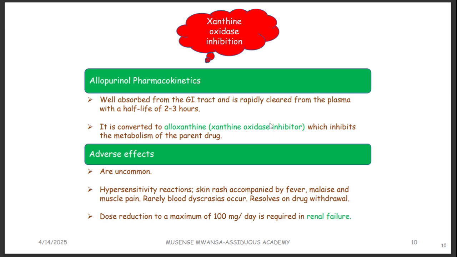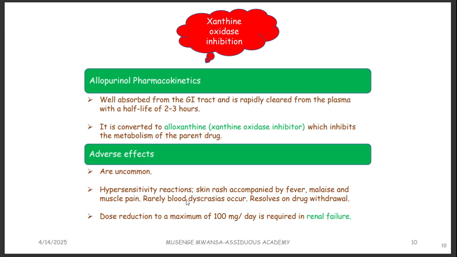It's the one that inhibits xanthine oxidase, and when it's converted to alloxanthine, it inhibits the metabolism of the parent drug. So when you give allopurinol, it will be converted to alloxanthine. This alloxanthine will be stopping the breakdown of allopurinol, and that means that it will now be able to work more because it's there.